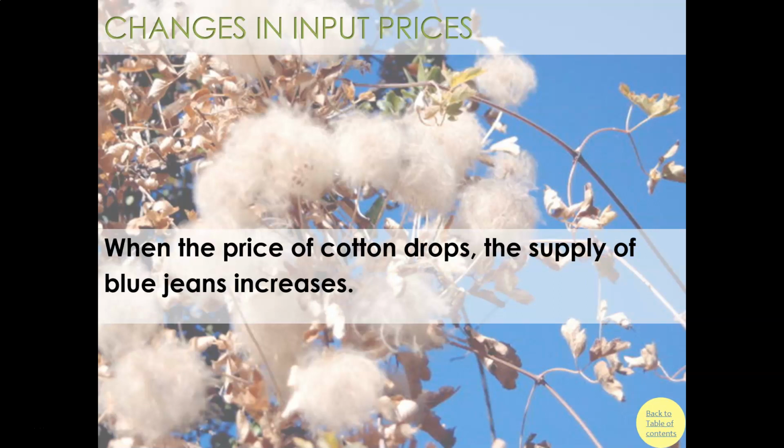So when the price of cotton drops, what happens to the supply of blue jeans? Notice you're in the market for blue jeans here, but you're looking at an input's price. Cotton is a key material input for making blue jeans. If the price of that key material input drops, you should be able to supply more blue jeans at any price, and that's an increase in supply.